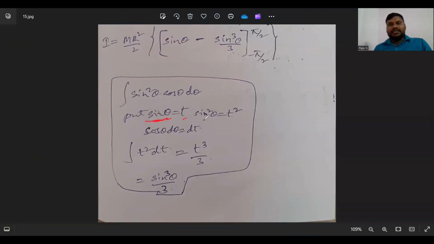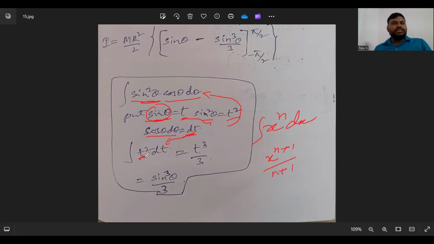Put sine theta as t, then sine square theta is equal to t square. Differentiate sine theta and t, then we get cos theta d theta equal to dt. So substitute all these three in the above integration. We get the integral of t square dt, so it becomes the x power n dx formula: the integral of x power n dx is equal to x power n plus 1 by n plus 1. The integral of t square is t cube by 3. Since t is sine theta, sine cube theta by 3 is our integration. I hope you understand why the integral of sine square theta cos theta becomes sine cube theta by 3.